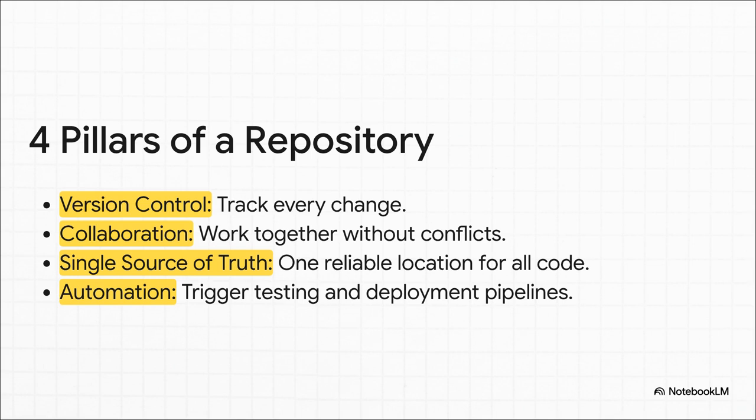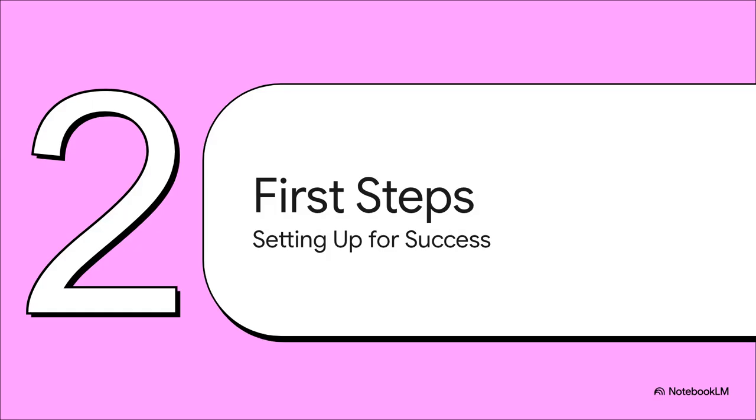And the last one, the big one, is automation. This is where every single change you make can kick off testing and deployment pipelines automatically. This is the real core of MLOps. All right, let's get practical. How do you actually set one of these up? Getting these first steps right is so important. Trust me, a little bit of care right now is going to save you from huge headaches later.